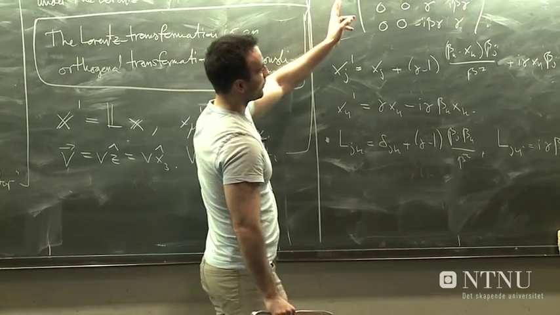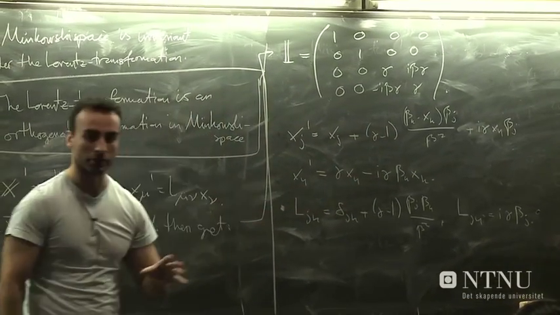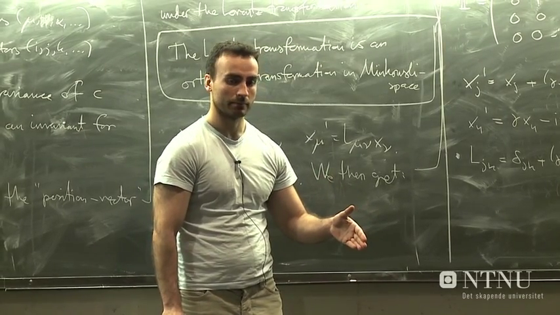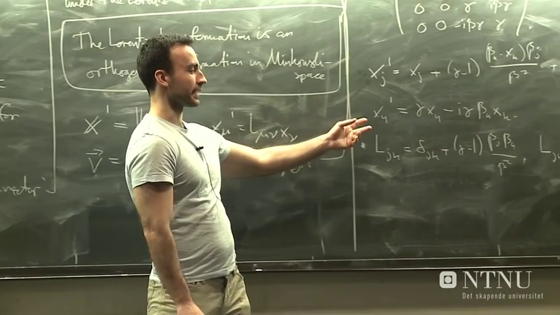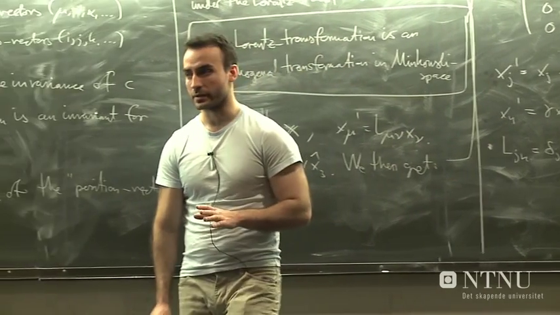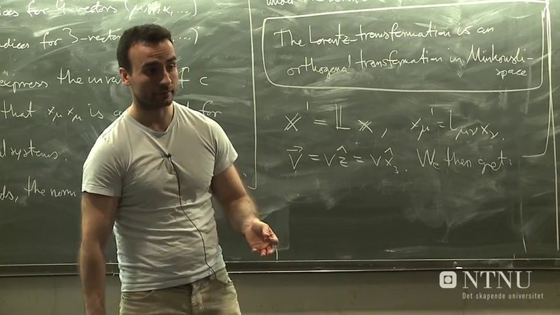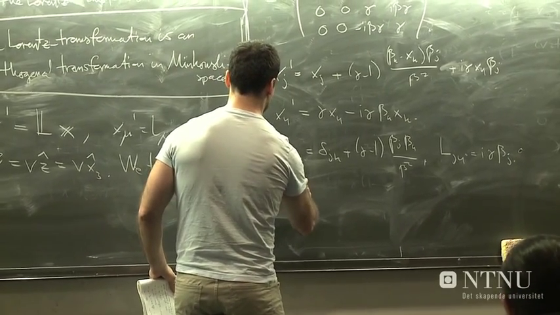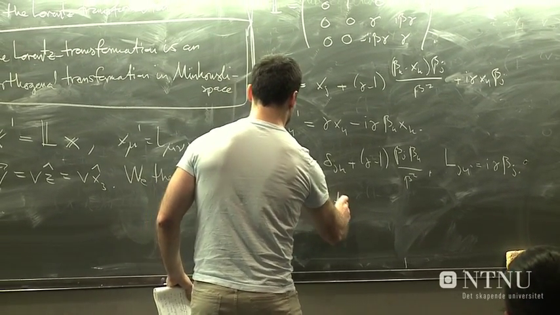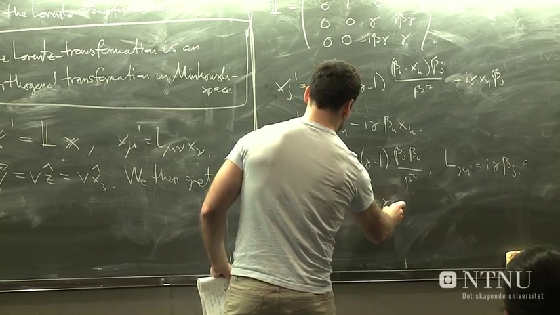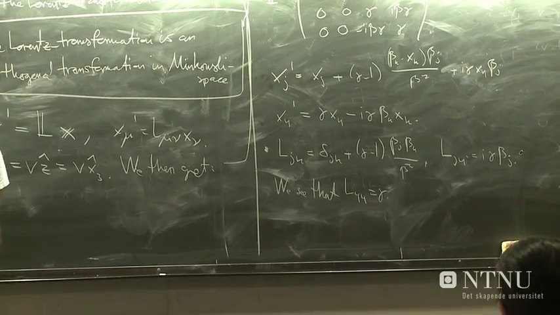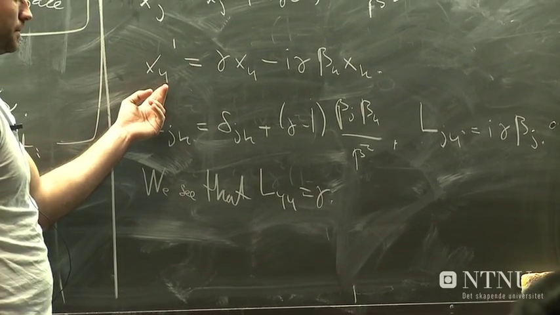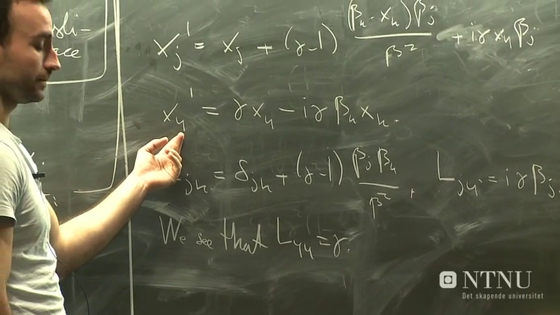Well, L44 says something about the contribution of x4 to x4 prime. So we have our equation for x4 prime here. So then the question is, what is the coefficient in front of x4? So L44 is gamma. This is the contribution from x4 to x4 prime. Do you see it?